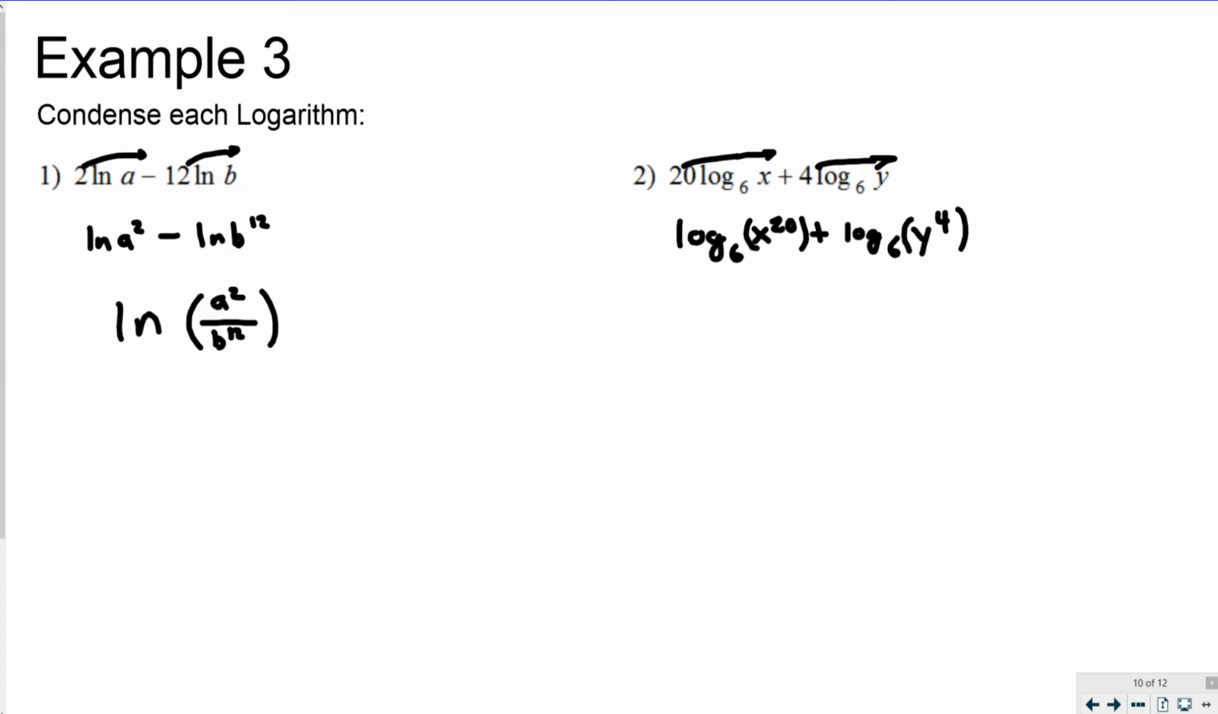And then I can use the product rule with the plus sign to condense them into a single log base 6 of x to the 20th power times y to the 4th, which you don't need to write a multiplication sign between the two variables. That's okay. Close the parentheses, and this would be our condensed expression.